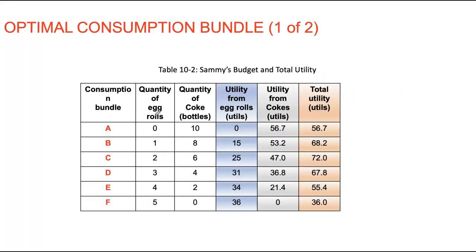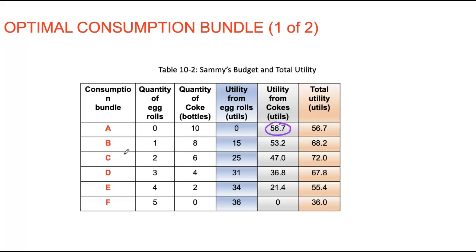Here I have a table to help you answer this question, let's say if it was in an exam. So the first thing to do is chart out your consumption bundles. My bundle A was where I have 0 egg rolls and 10 Cokes, then 1 egg roll and 8 Cokes, and then so on and so forth. Given your information for utility of egg rolls and utility coming from Coke, you can now calculate the total utility for each consumption bundle. So when I'm consuming 0 egg rolls, the total utility is only coming from Cokes, which is 56.7.